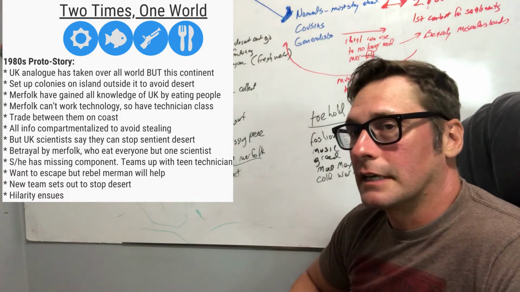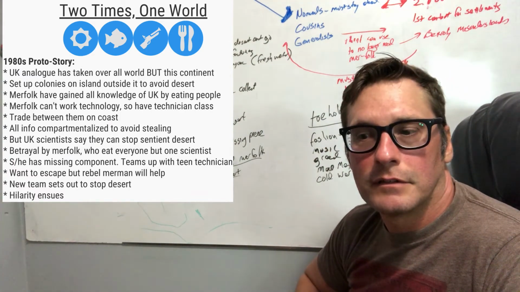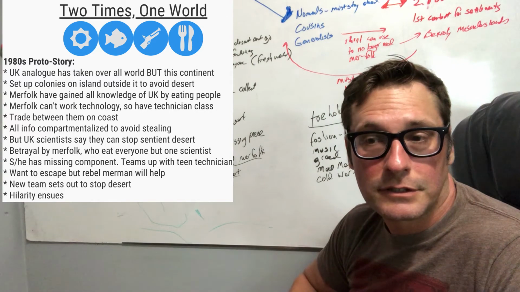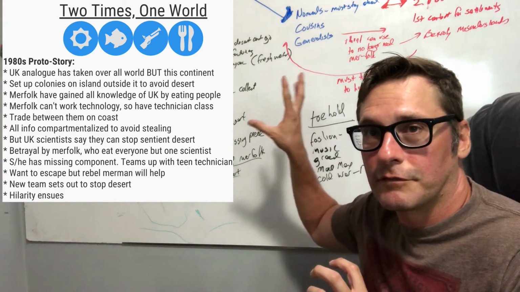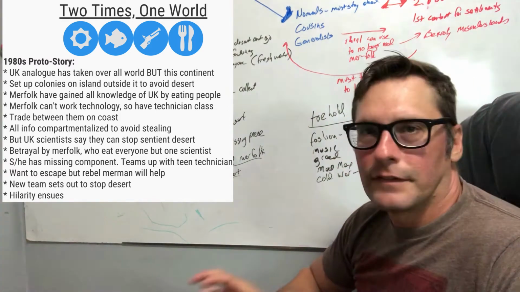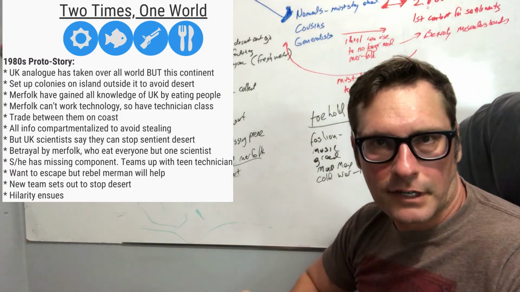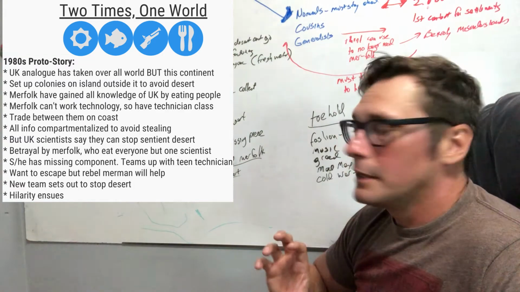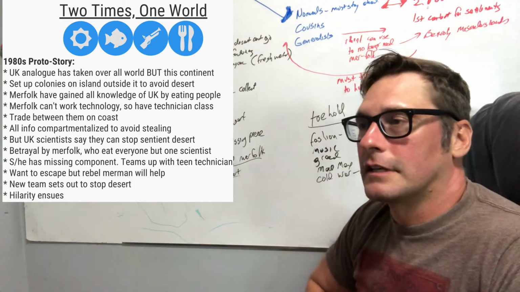So there's now a second class of technicians, I guess you could say. The merfolk keep the knowledge that they get from eating the UK equivalent, the Russian UK equivalents, and then they have the tech people who build the stuff. And the UK people have a colony outside of that.